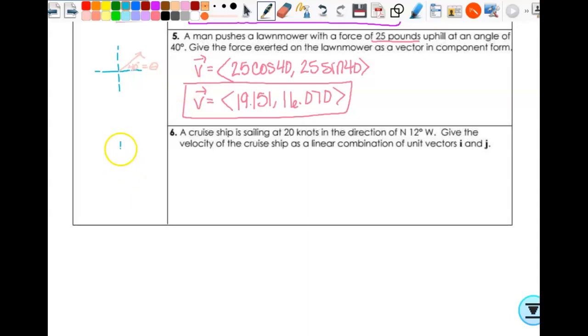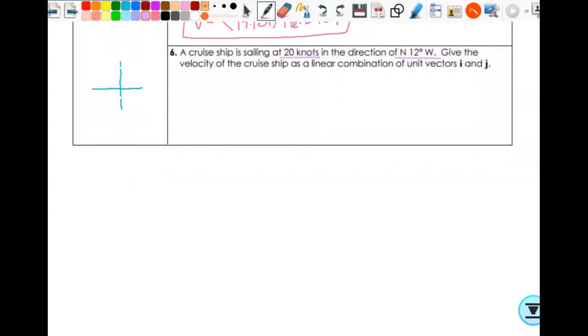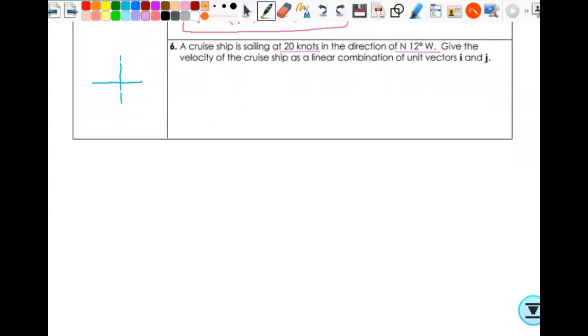Okay. So now we have a cruise ship that is sailing at 20 knots in the direction of north 12 degrees west, and we want to give the velocity of the cruise ship as a linear combination. Okay, so I'm going to go north 12 degrees west. So I'm right here. This is 12 degrees. That is definitely not theta. What do I do with the 12 degrees to get theta?